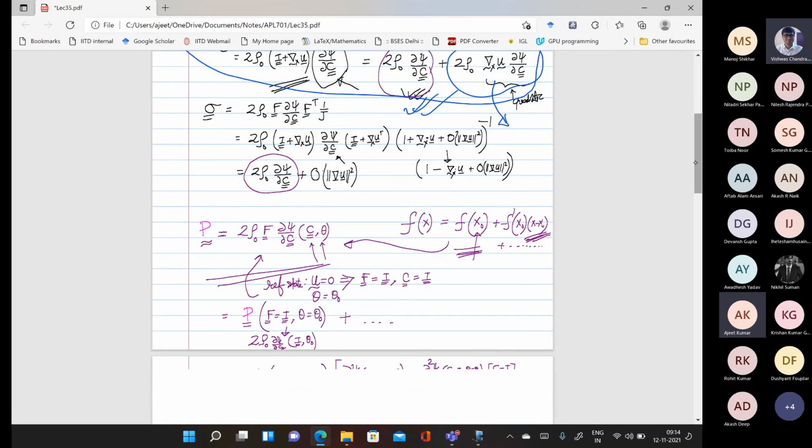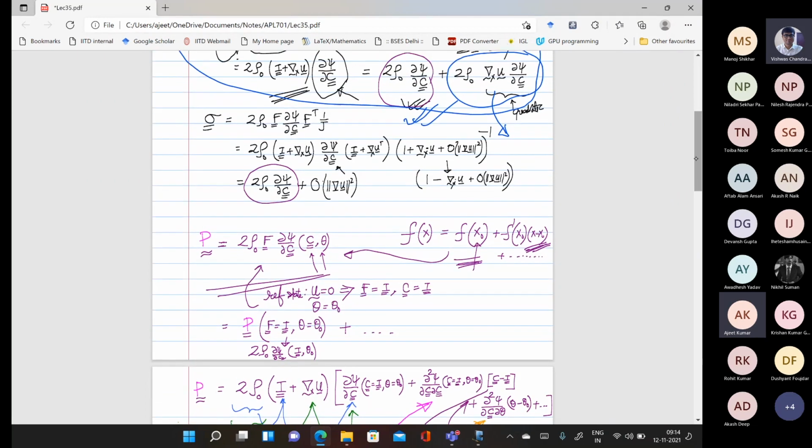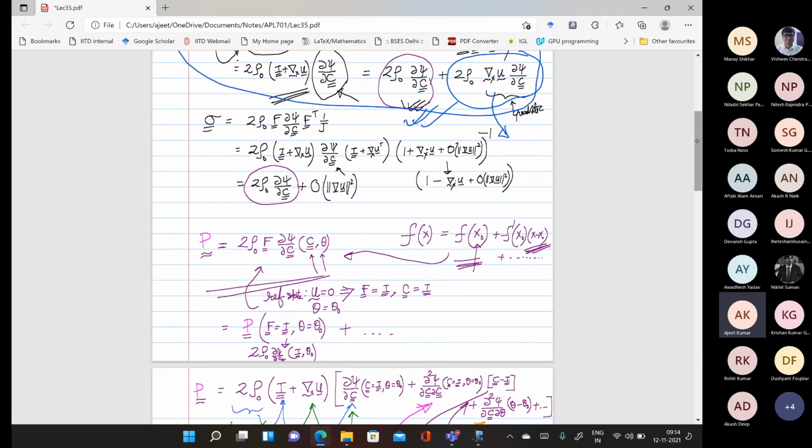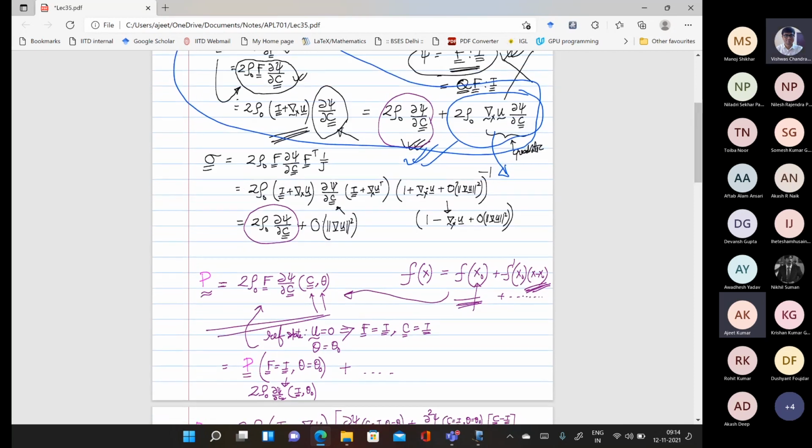Del 2 psi by del C2. What you are saying is that the psi function must have the second order term also, otherwise the stiffness will always be 0. Correct. Yes.